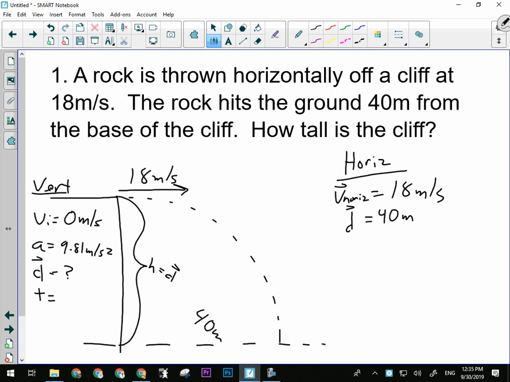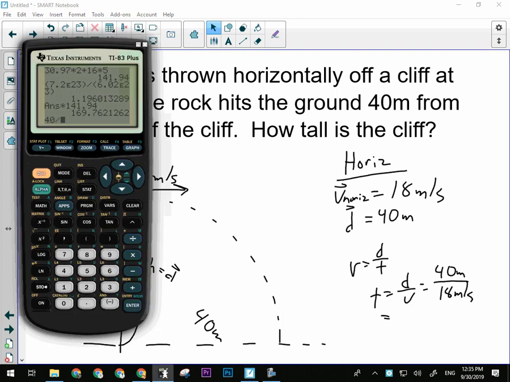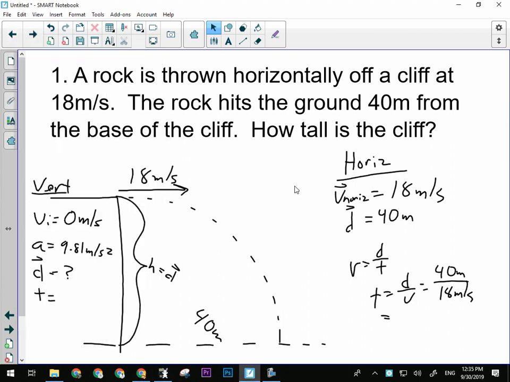Okay, so I'm going to come over here, look at my horizontal information, and I find that I have enough of it there to get time, because horizontally the object travels at a constant velocity, so v equals d over t. If I manipulate for t, t equals d over v, that'll be 40 meters divided by 18 meters per second. So we have 40 over 18. So this thing is falling for 2.22 seconds. Now I've got my time.